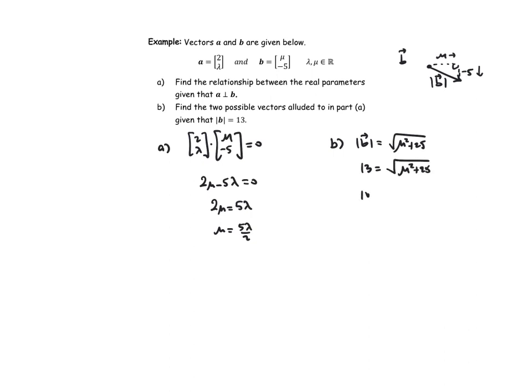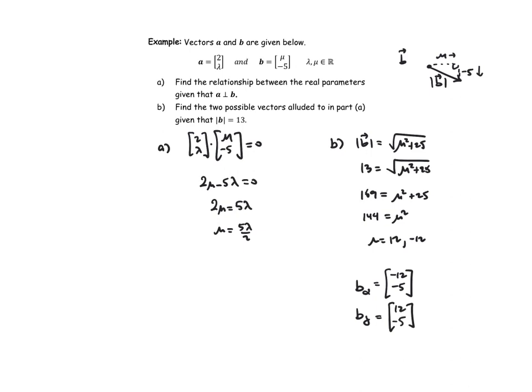Okay, so I'm going to square both sides. That's 169. That equals mu squared plus 25. Therefore, 144 equals mu squared. So mu equals either 12 or negative 12. Okay, so let's call these B alpha and B delta. B alpha, let's say alpha comes first, so we'll go negative 12 for that. So B alpha is negative 12, negative 5. And B delta would be when mu is positive 12.